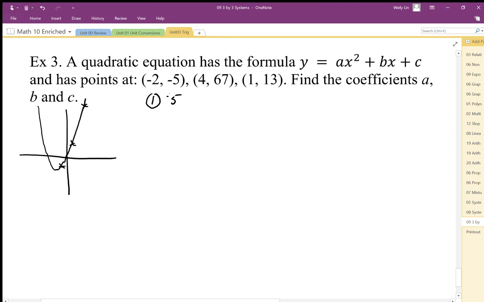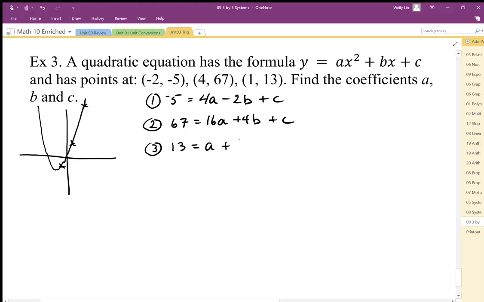So my first equation is going to be y equals -5, and x is going to be -2, so I end up with 4a minus 2b plus c. The second equation is y equals 67 and x is 4, so x squared is 16: 16a plus 4b plus c. The third equation is when I substitute x equals 1, y equals 13, I get a plus b plus c. So there's my 3 equations, my 3 variables.